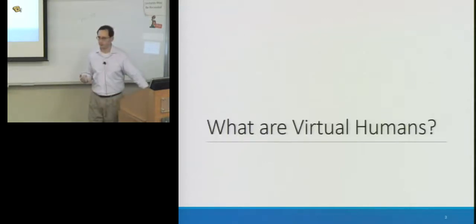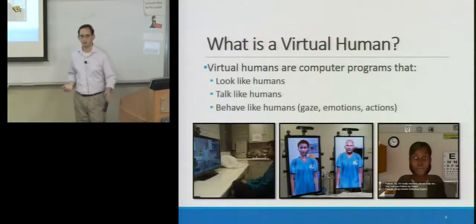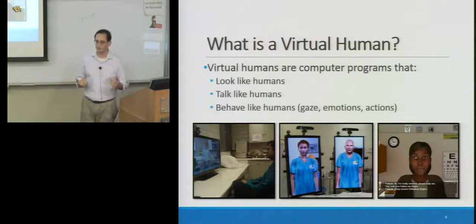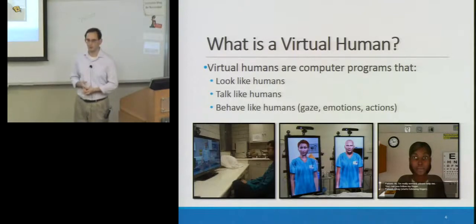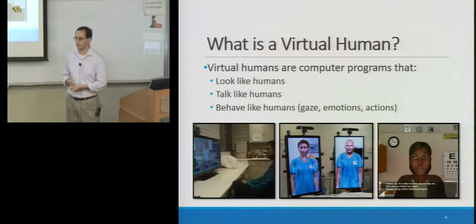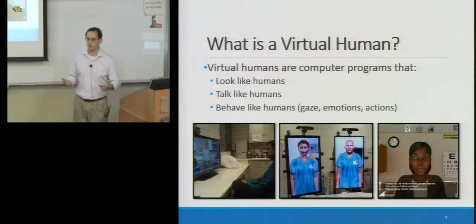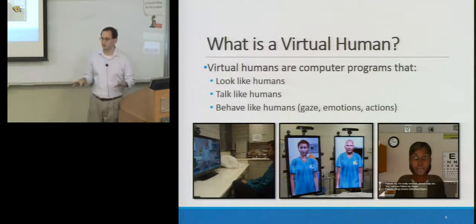So first off, what exactly is a virtual human? When we talk about virtual humans, we basically mean computer programs that look like people, talk like people, and behave like people. That behavior can be high-level behavior like decisions, actions. It also includes low-level behavior like gaze and emotion. Virtual humans come in many different shapes and sizes.